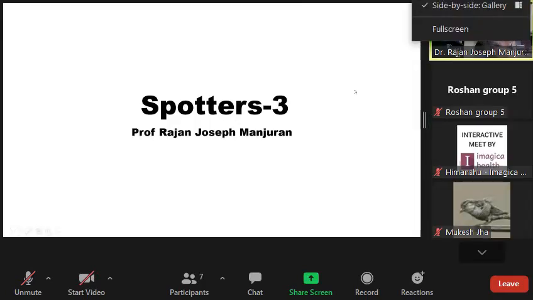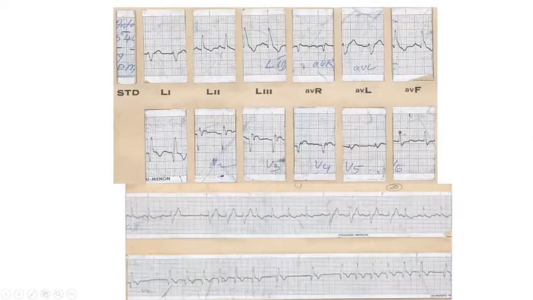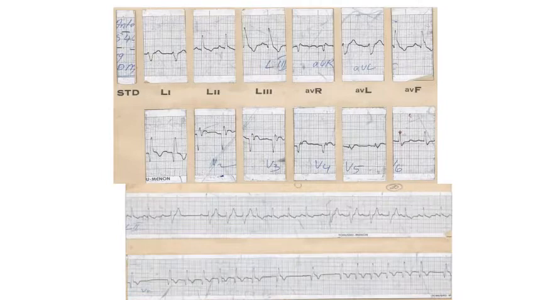Okay, so we will start with an electrocardiogram. This is the electrocardiogram of a patient who is admitted with anterior myocardial infarction. You can look at the electrocardiogram and interpret it. You can look at the rhythm strip also, which is lead 2 and V1. The upper one is lead 2 and the lower one is V1. And you have the 12 lead electrocardiogram also. Any volunteers to interpret the electrocardiogram?